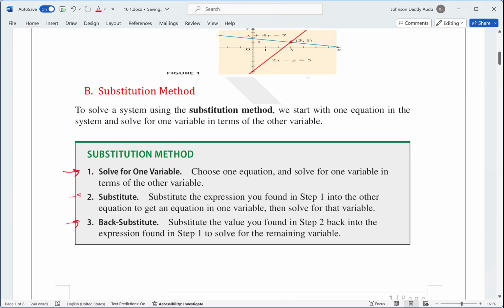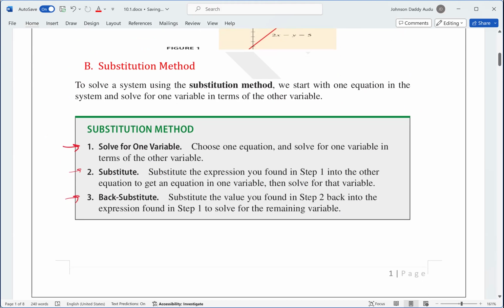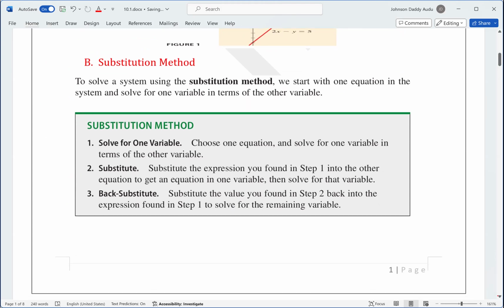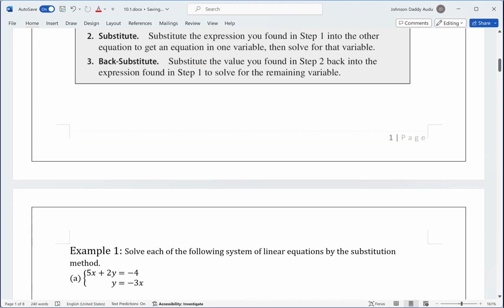Now, let's look at the formal method. For solving linear systems, we have two methods we will discuss here: the substitution method and the elimination method. For the substitution method, there are about 3 steps. The first step is you solve for one variable. The second step is you substitute into the other equation. And the third step is called back substitution. So I'll explain this with the examples below.